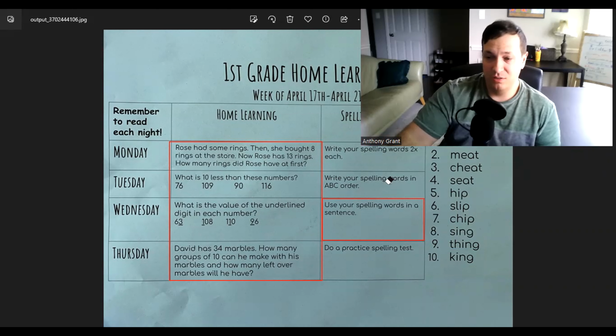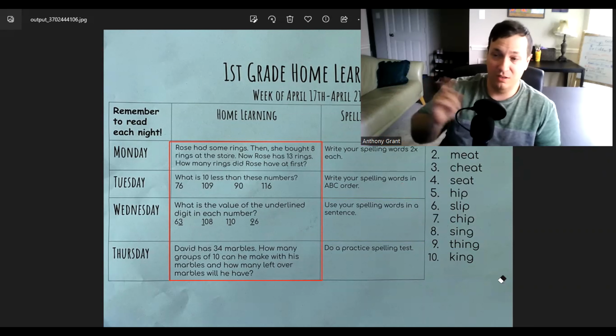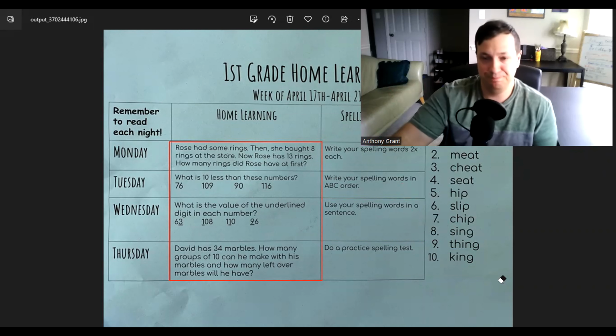And then the last one, you have to do a practice spelling test. So you have to go through and make sure that you can spell all these words without looking at them. If you can do that, then you'll definitely be able to make it through that week in first grade.